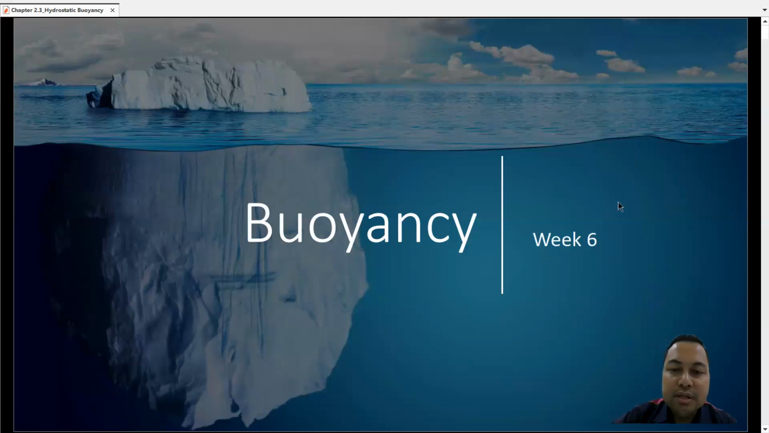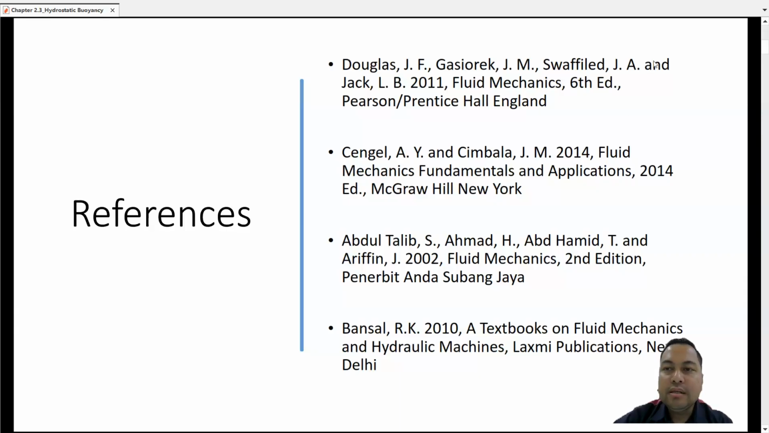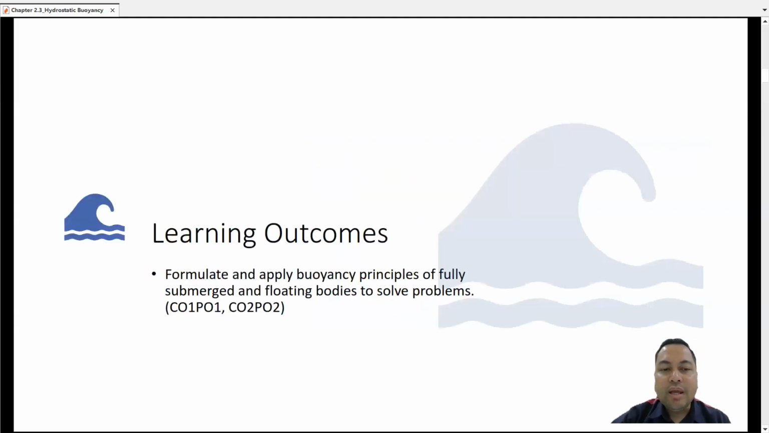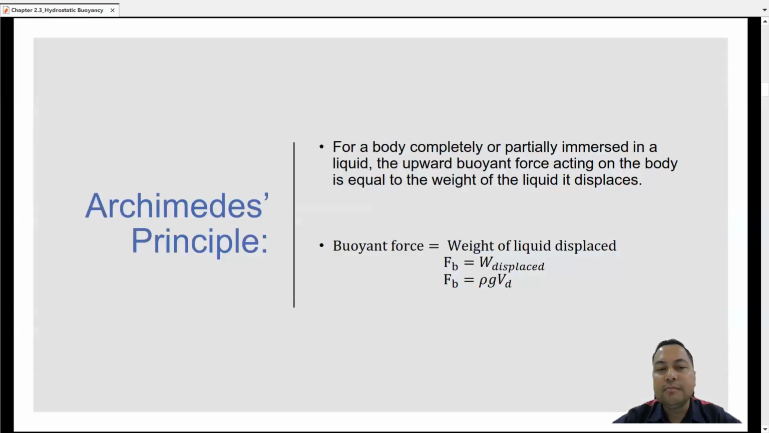We have come to the last part of topic 2, which is on buoyancy. These are the references that you can go through to understand more about fluid mechanics. And this is the overview of what we will learn today, which is on buoyancy from Archimedes' principles. At the end of this lecture, you should be able to formulate and apply buoyancy principles of fully submerged and floating bodies to solve problems.